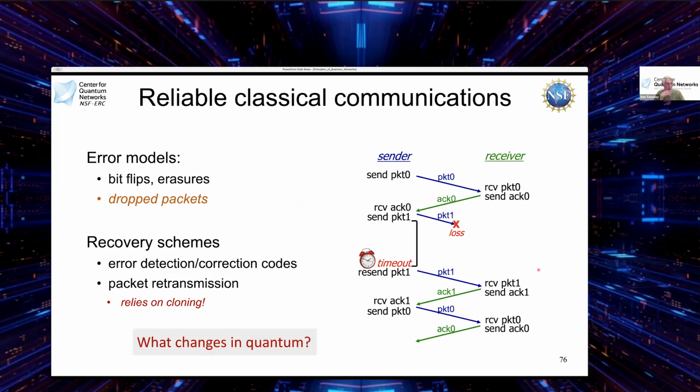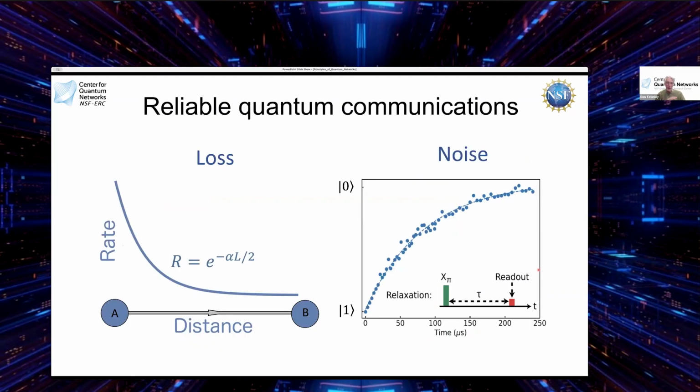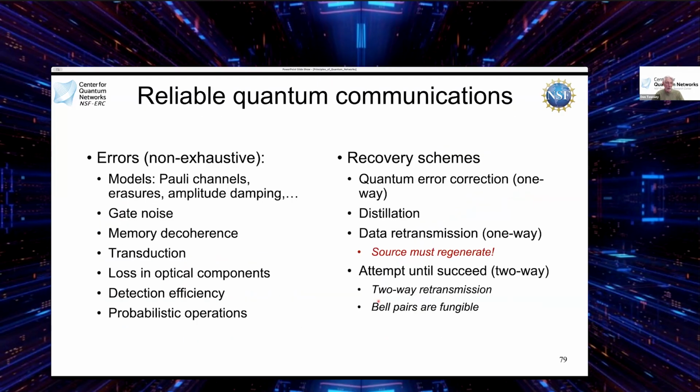So what is it that changes in quantum? Before we look at what happens there, it's important to remind ourselves what can happen in quantum communication. One is that we can have the loss of qubits due to loss of photons. The other is that the qubits can be corrupted by noise. Both of those have to be handled.